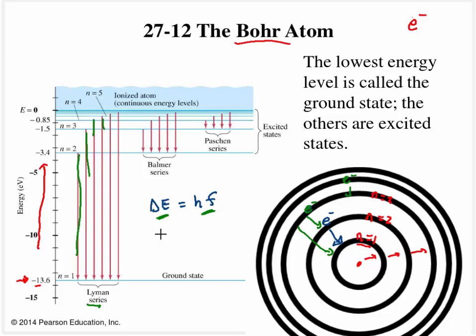This can now explain these line spectra that we have, discrete energy levels, discrete frequencies. It's also going to explain absorption spectra. If I had light of a certain frequency come in, and it's just enough energy to lift an electron from that state to that state, then it's going to be absorbed.